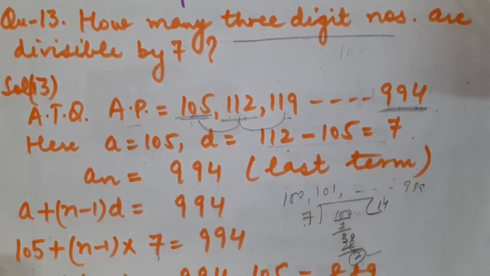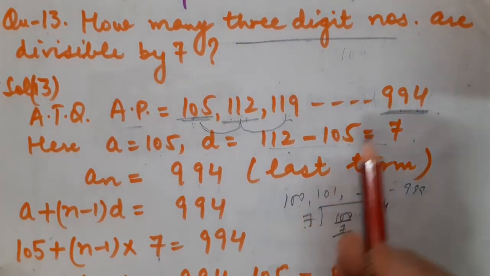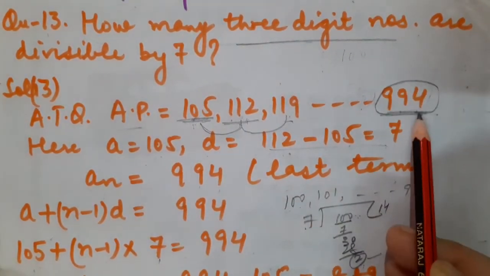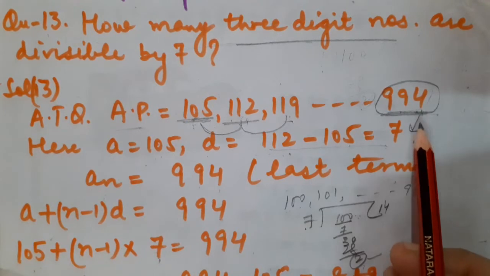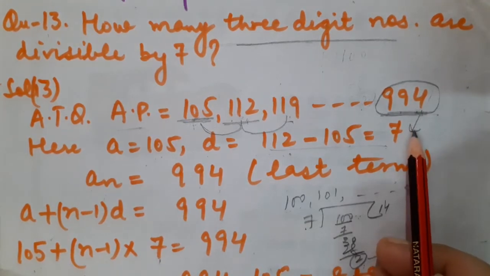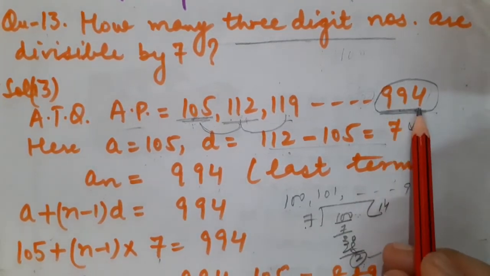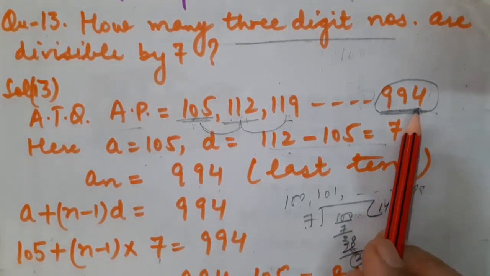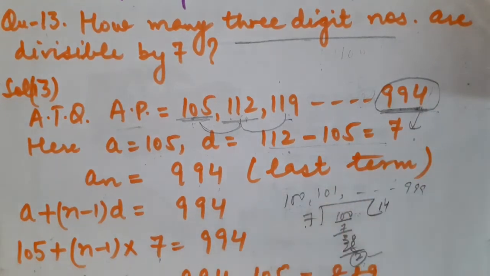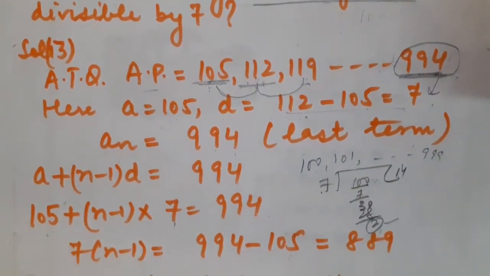Now, what else is given in this question, children? We know about the last term. Because after this, the highest 3-digit number would be 999, which is not divisible by 7. After that, I will be getting 4-digit numbers. So this very number will be considered as the nth term of the AP. Correct? So let an is equal to 994.